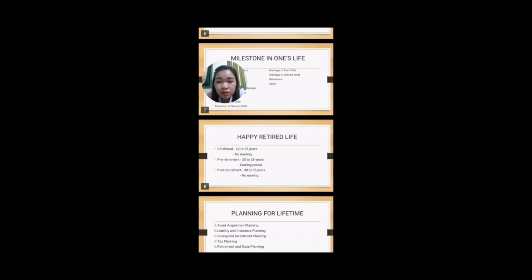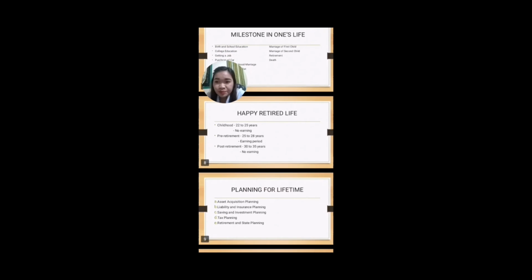So, for childhood, 22 to 25 years, no earning. The pre-retirement, 25 to 28 years, is the earning period, when a person is mature enough to work. Okay, post-retirement, as I read earlier, 30 to 35 years, no earning. That is what we call the post-retirement years. Okay.